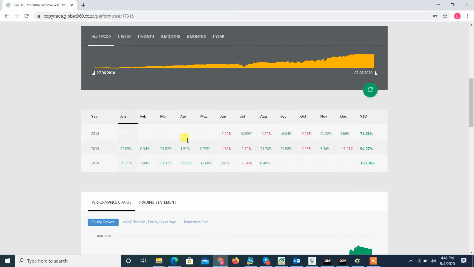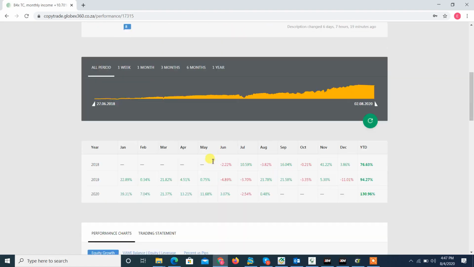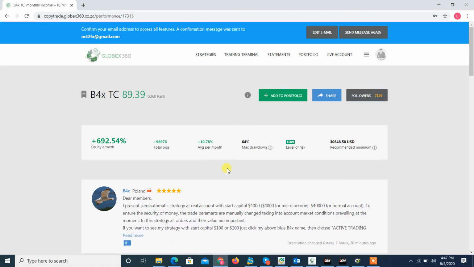So you see, look at the trader, look at probably his annual forecast, look at how he's been working, look at his maximum drawdown, look at his best or worst losing trade. So already here we can see that this guy has made more money on one trade than he's ever lost on one trade, which is a good sign. And then that's how you start building your portfolio.